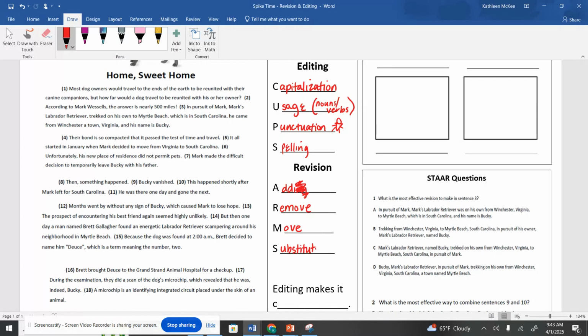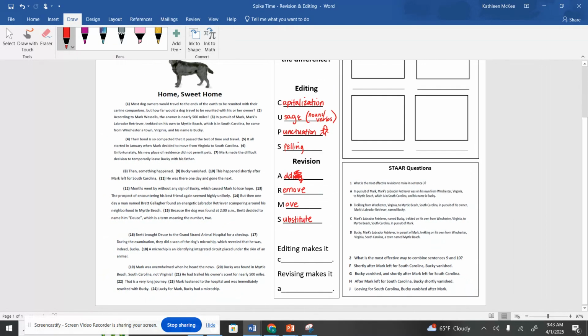And the substitute is somebody who stands in for something else, so you want to find better, stronger words or phrases. So when you think about it, there are rules to writing, okay? And those rules include when you should capitalize letters, the way that you should use nouns and verbs, your punctuation and your spelling. So really, editing makes it correct. Editing makes your writing correct. And you can remember that by the CUPS analogy, or the acronym, sorry. And so remember that C for correct.